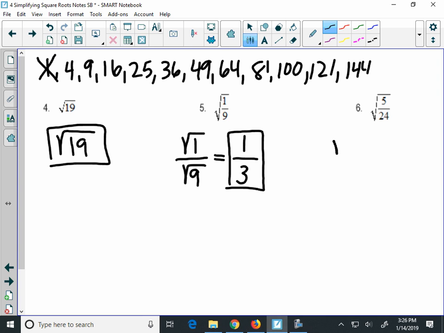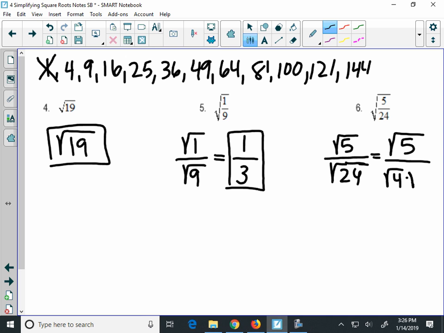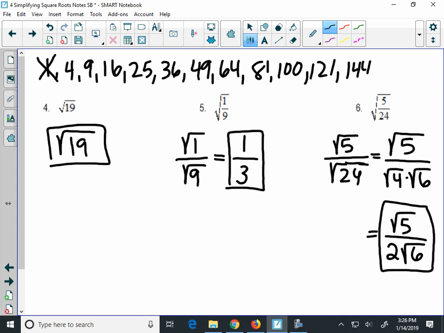Same thing in 6. I break up the square root over the fraction. Now, here's the thing. The square root of 5, the numerator, doesn't simplify. That stays the same. However, 24 does have a perfect square. 24 can be rewritten as the square root of 4 times the square root of 6. 4 is on my list of perfect squares. 4 breaks down to be 2 radical 6. And then you're done with your problem. That's as simplified as we can get.